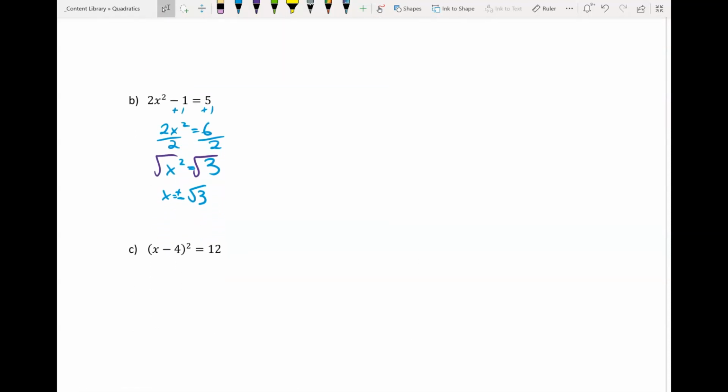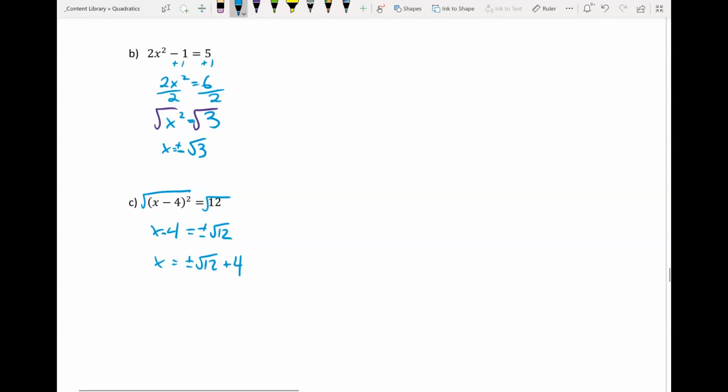Then lastly, for c, we can take the square root of both sides. In this case, we have a middle term in here if we were to expand, but this method will still work for this, because you could also solve it this way and check to see if any of your roots are extraneous or not. So if I square root both sides, we're going to get x minus 4 is equal to plus or minus root 12. Then I'm going to add 4 on both sides to isolate my x, and that would be our final answer.